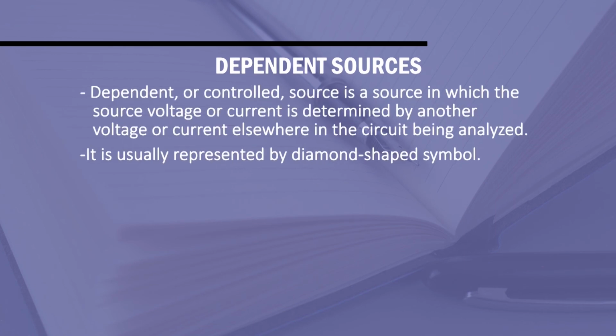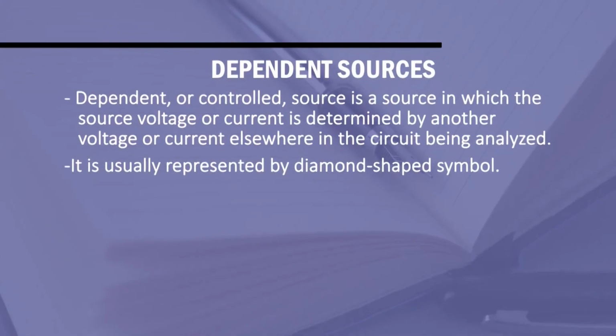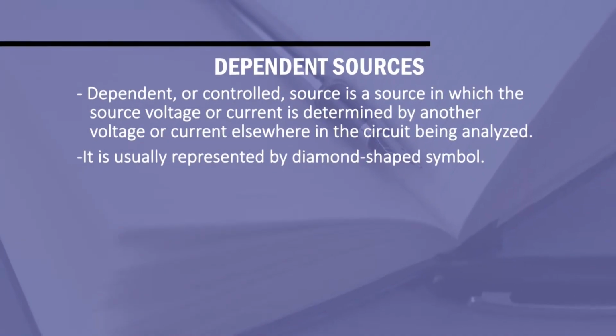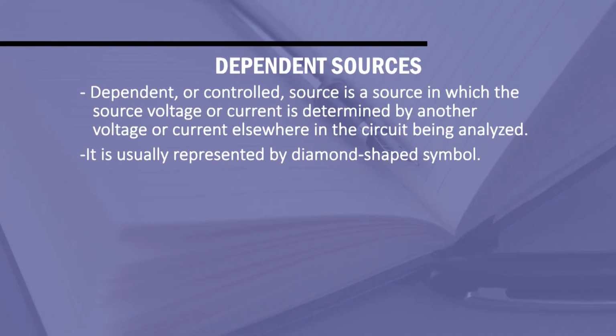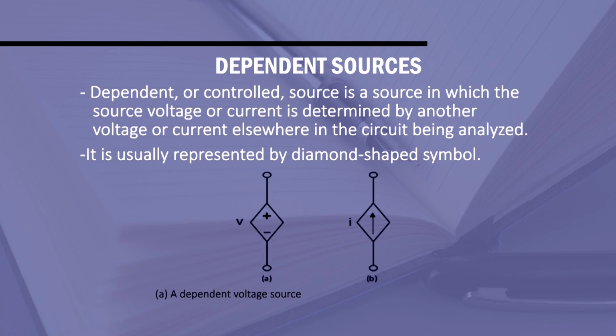Now we have to understand what a dependent source is. A dependent or controlled source is a source in which the source voltage or current is determined by another voltage or current elsewhere in the circuit being analyzed. It is usually represented by a diamond-shaped symbol. You can see in figure A, a dependent voltage source has been shown.